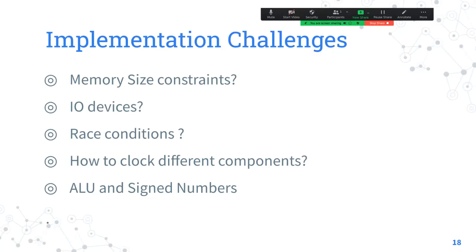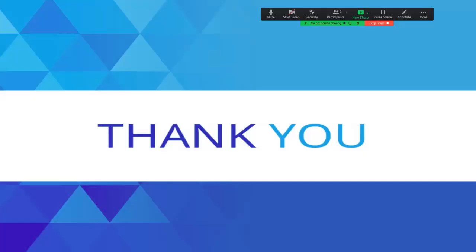When you do a computation based on the input, if the time it takes for the output to affect the input is very large compared to the time it takes to compute the input and give the output, then you will not have a problem with it. But that's still a race condition. It's just that the time difference is so high that you will not have a problem. Other challenges were how to clock different components, and also the ALU and signed numbers.